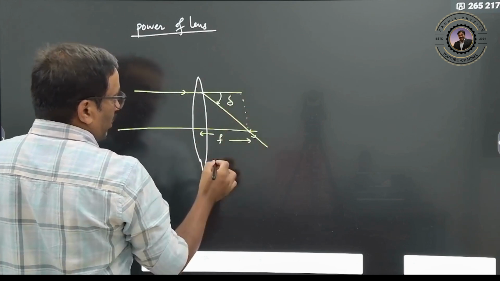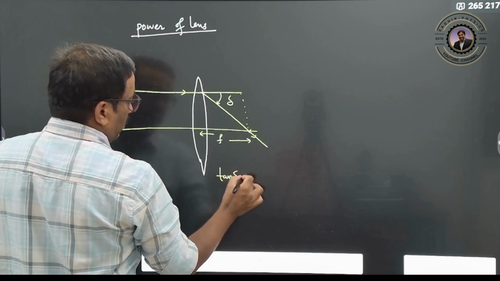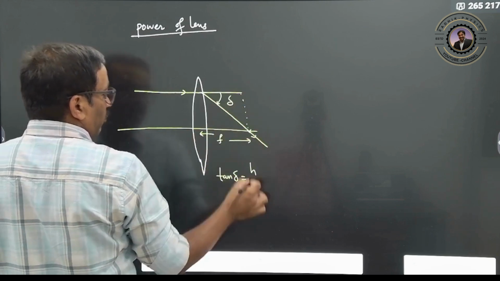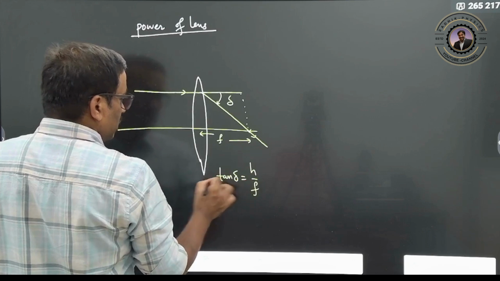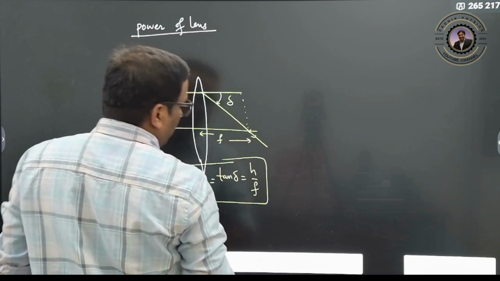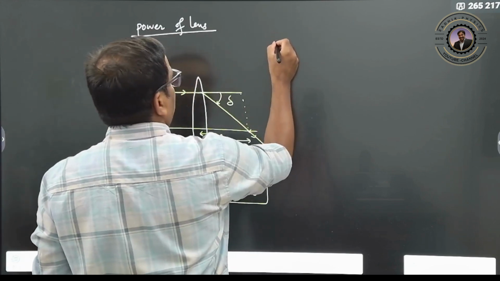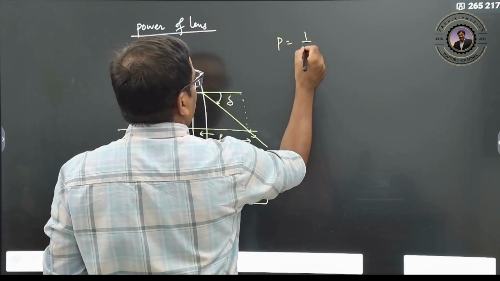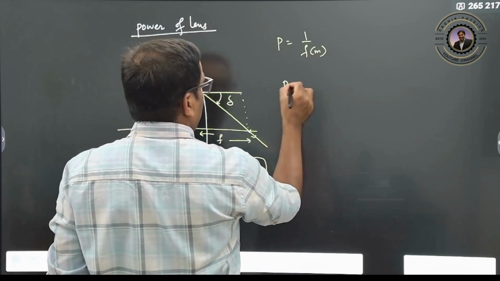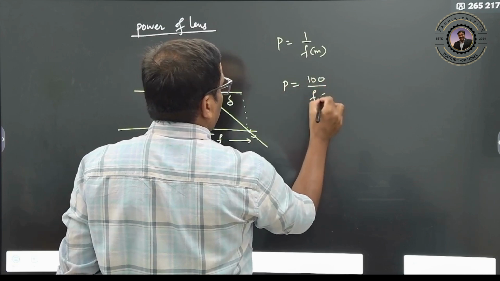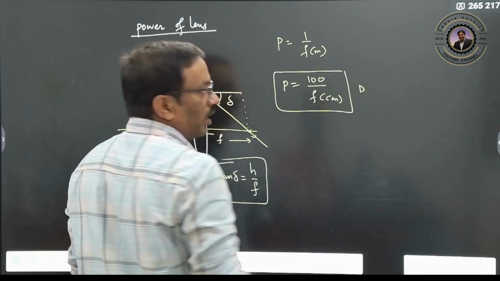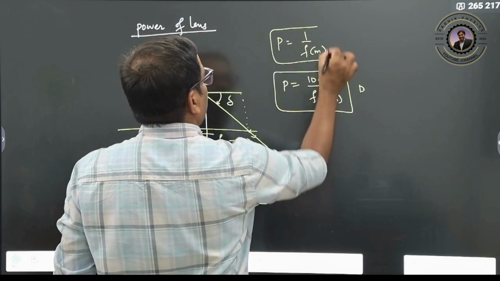So if you write it now, tan delta, this is your height, divided by the focal length. Therefore this is to be treated like the power of the lens, and the power of the lens is inversely proportional to the focal length. Therefore power can be written as 1 by focal length, with focal length in meters. But if it is given in centimeters, then it will be 100 by focal length. This is measured in diopters, the power of the lens.